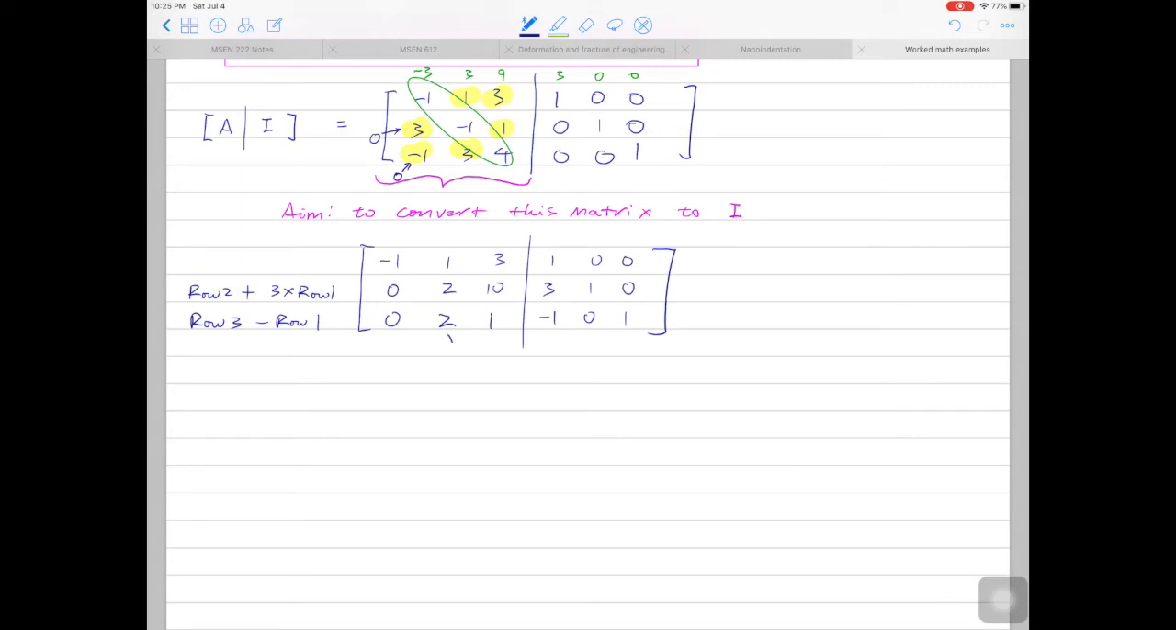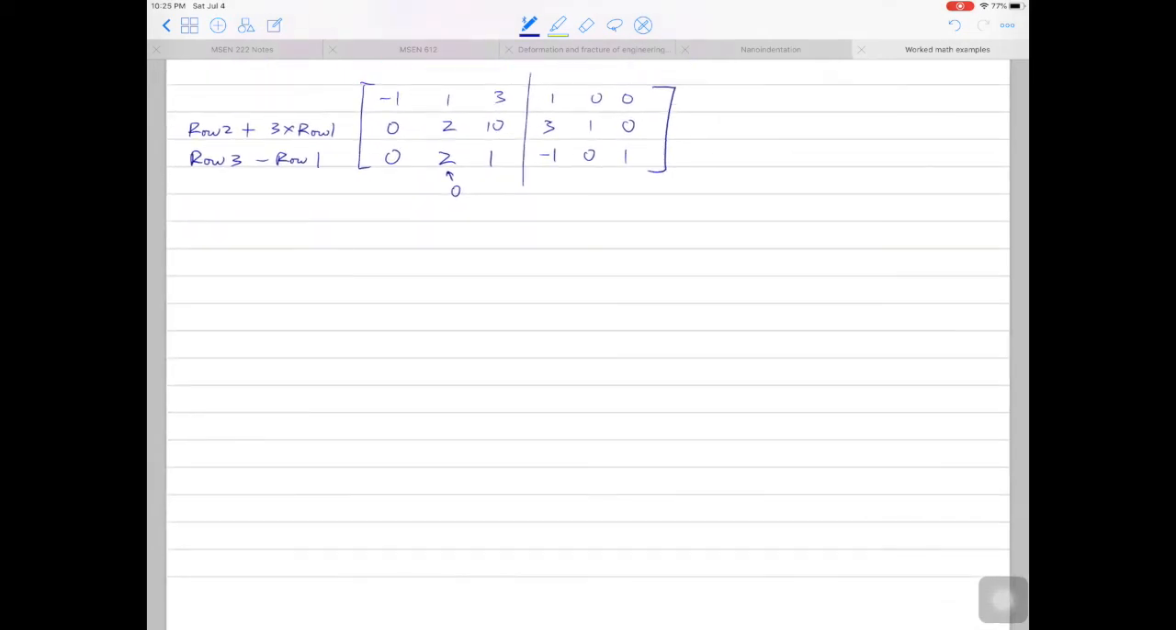Next, we want to make this entry into 0. To do that, it's pretty easy. So we can just use row 3 minus row 2. 0 minus 0, that's 0. 2 minus 2 is 0. 1 minus 10, that's minus 9. Then minus 1 minus 3, that's minus 4. 0 minus 1, that's minus 1. 1 minus 0, that's 1.